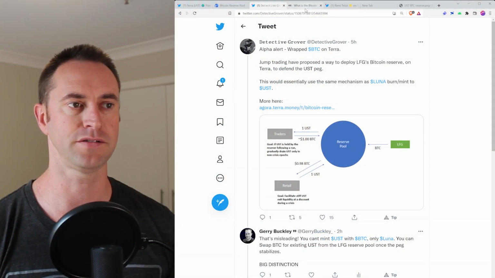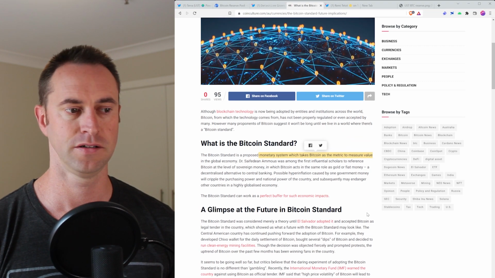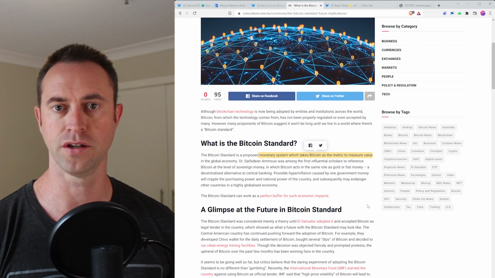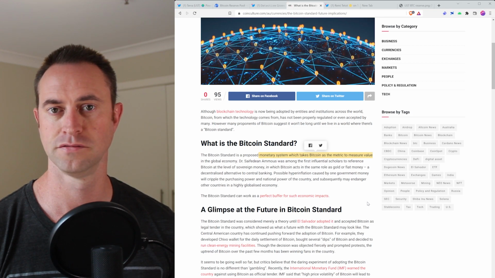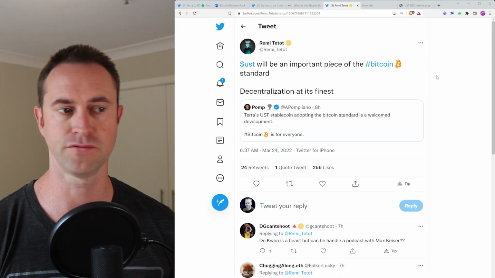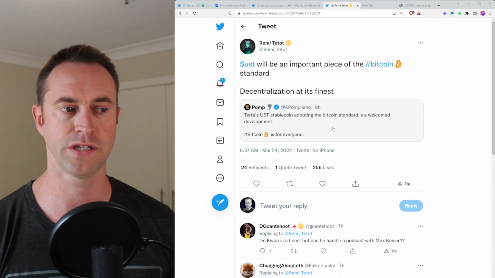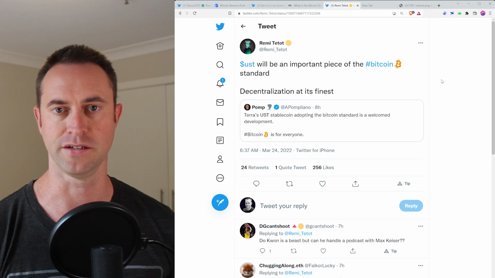So the other thing that's really annoying me is people referring to this as a Bitcoin standard. Guys, this is a US dollar denominated algorithmic stablecoin. It's not the Bitcoin standard. It's the furthest thing from it. I find it very amusing that people are calling this the Bitcoin standard. And even people like Remy here, who are in the Luna Foundation Guard, right on the inside of all this, is quote tweeting people like Pomp about this being part of a Bitcoin standard.